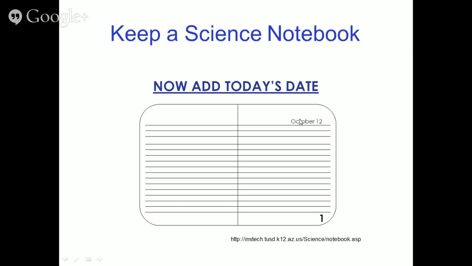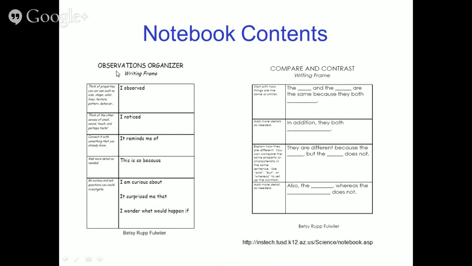Add the date at the top of each page that you are working in. Notebook contents. Observation organizer. You can make it this way if it makes sense to you.